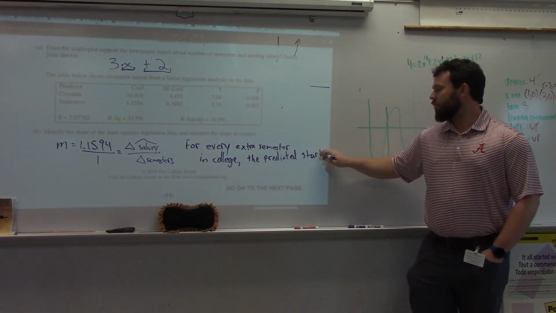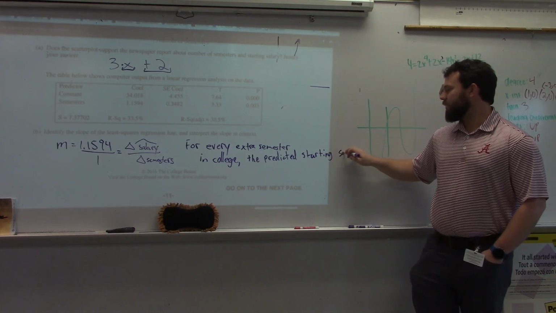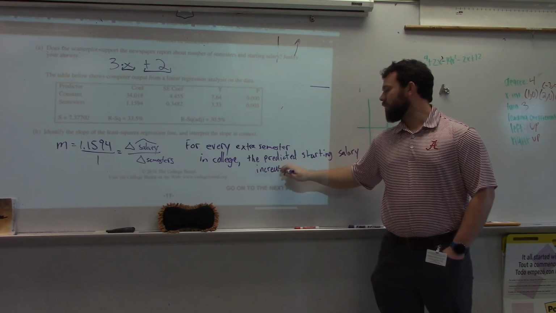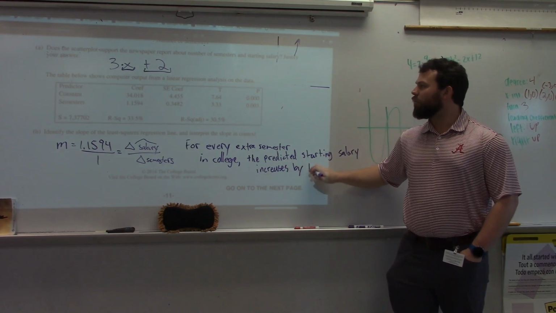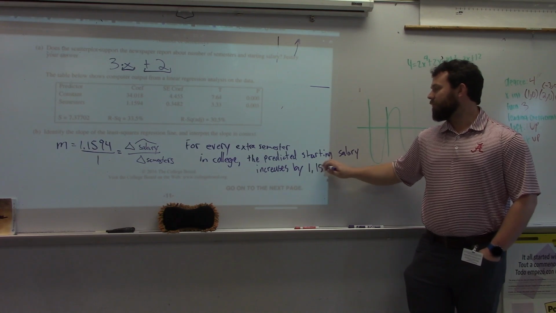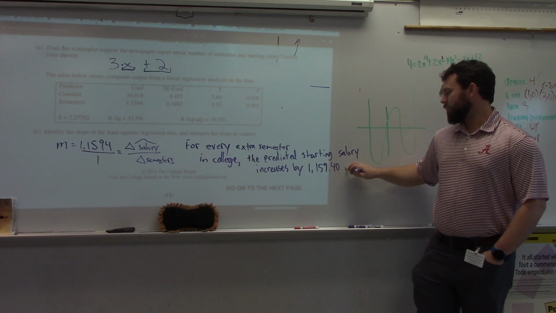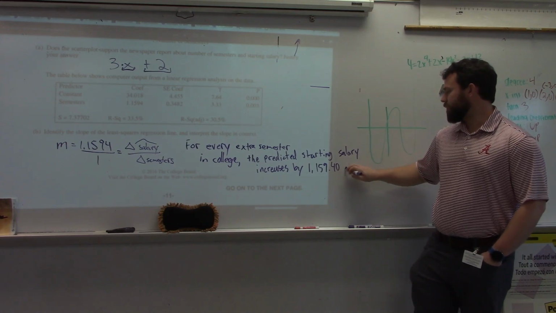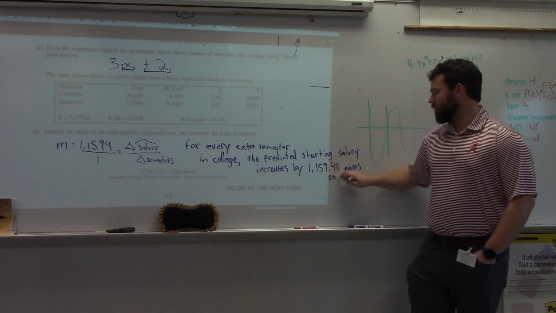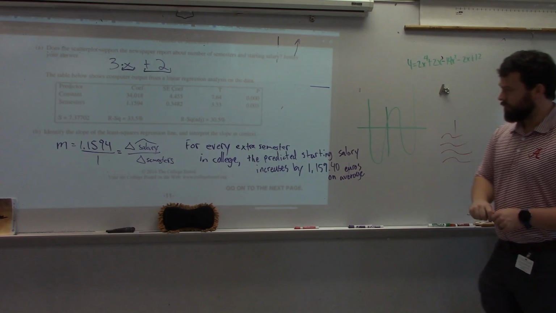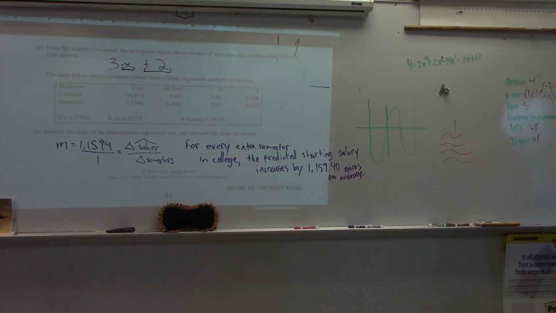starting, so go all the way back to your full context, salary increases by, so that'd be $1,159.40. Or on average, or euros. Euros. Thank you. And so it's a type of average. Just saying predicted is usually fine, but saying on average can help your evidence of understanding. Okay, so make sure.